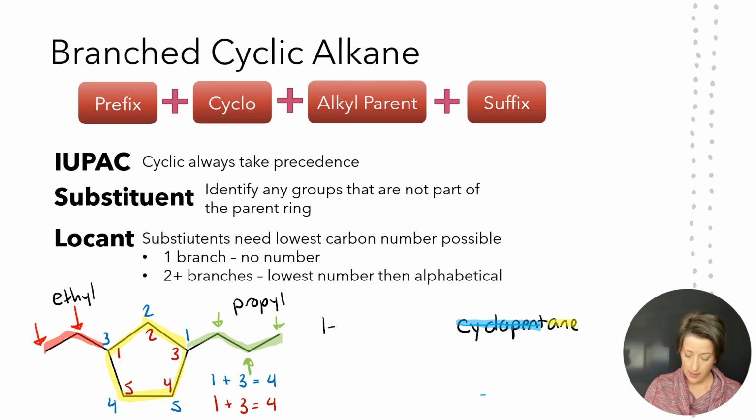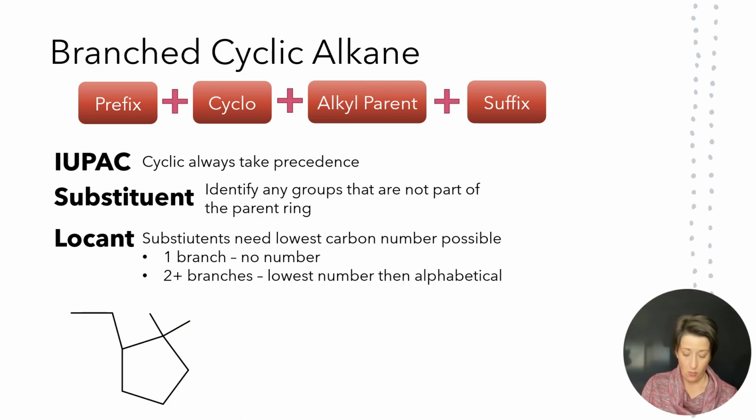Therefore, this will become 1-ethyl, 3-propylcyclopentane. I have accounted for all of my carbons, and the substituents are numbered with their branches. Once again, we have that base compound that we've been working with, cyclopentane. Now we need to go through and highlight our substituents.